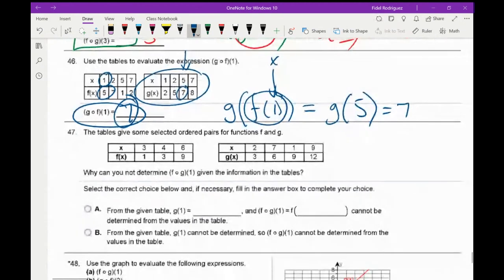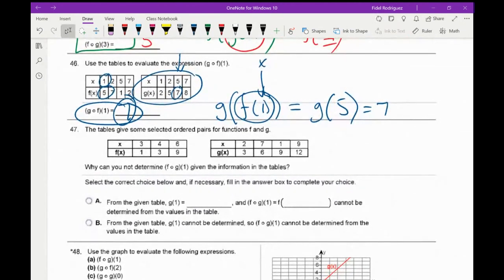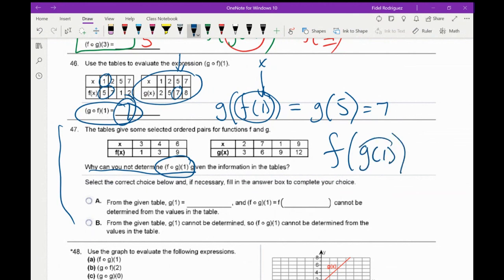Okay, and then look, so you can see 45 and 46 go pretty quick. We'll do 47, y'all, and then we'll do 48 and 49. So 47 here says, here's the tables for f and g, just like we did 45 and 46. And it says, why can't we figure out what this one is? I don't know. Let's see if we can figure it out. Again, same way. I'm going to write f of g of 1. So remember, I got to do this first. So I'm going to look at this piece here. This number here is telling me when x is 1, what's the g number? 9. Oh, it's 9, right?